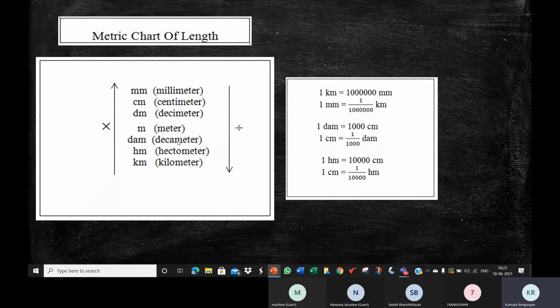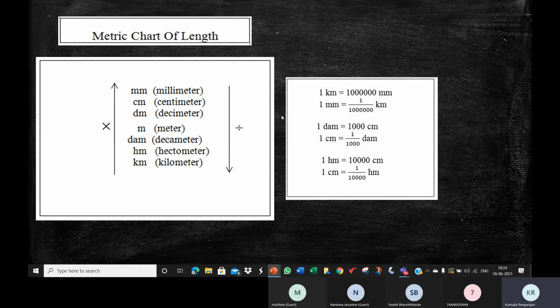So now, which is bigger, hectometer or decimeter? Ma'am, hectometer is the bigger one. Yeah, then you should say 1 hectometer is equal to 1000 decimeter. Whichever is bigger, hectometer is bigger. When you're writing for the smaller one, you must say 1 decimeter is equal to 1 by 1000 hectometer. Do we understand that? Yes, ma'am.